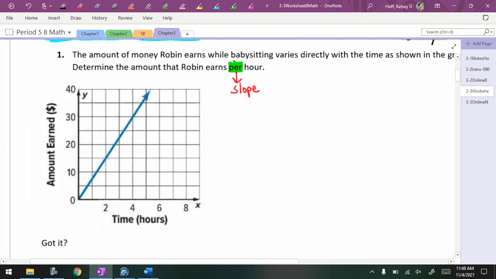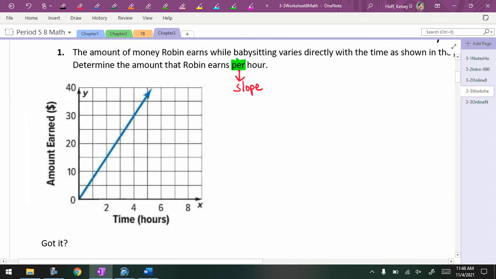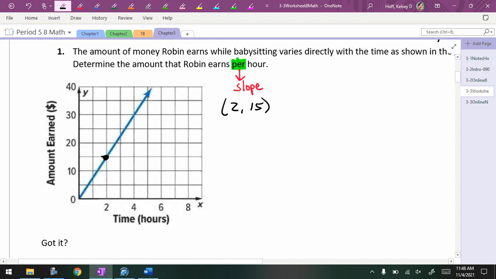So if we look at our graph, can anybody give me an x comma y coordinate of a point that is a perfect cross on the graph? Lane. I would absolutely agree. 2, 15 is a point on that line. Jacob. 4, 30. Okay, so now we have our 2 points.